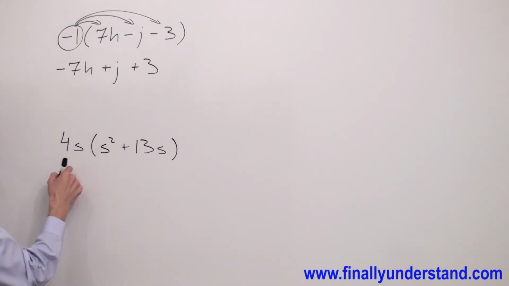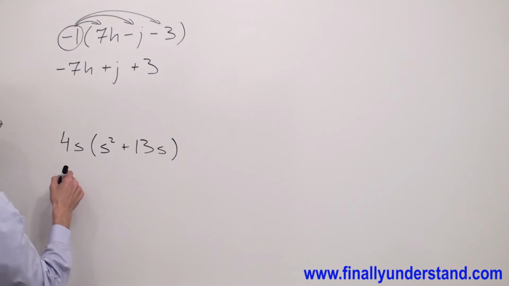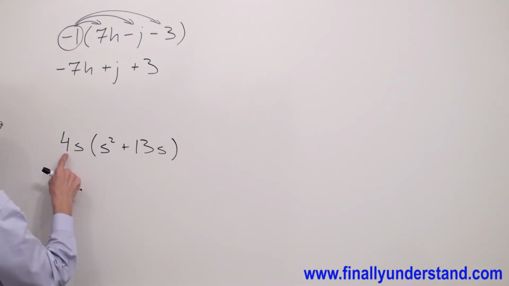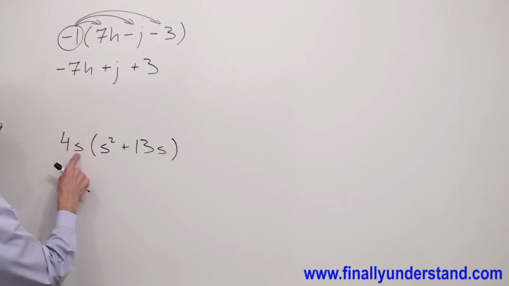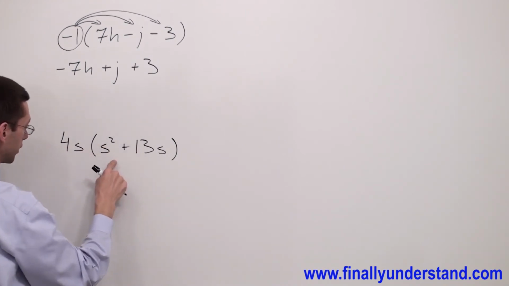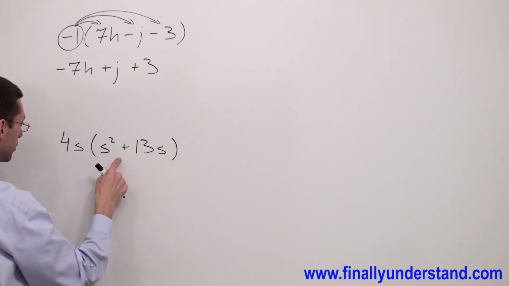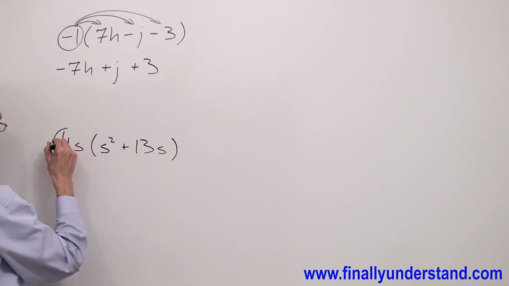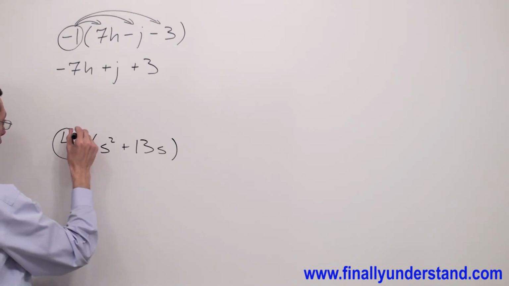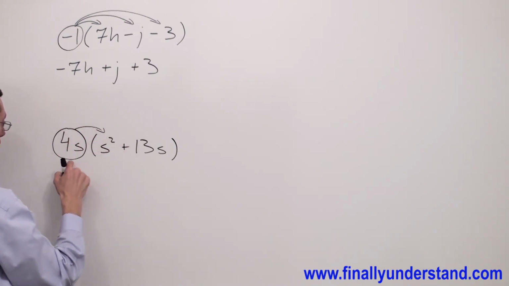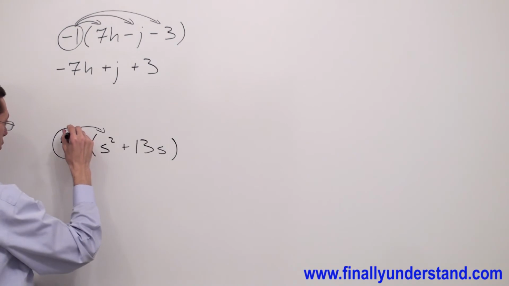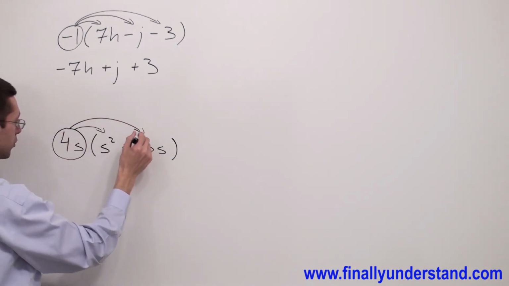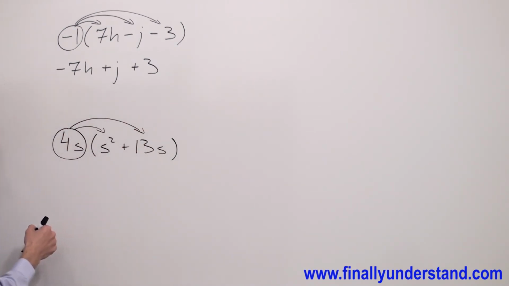Let's take a look at this example. Again, I'm going to multiply a monomial, which is represented by 4s, by the binomial, also we can call this a polynomial, s squared plus 13s. We have to do the same operation. We have to distribute the monomial into the parentheses, multiply 4s by every single term inside of the parentheses.